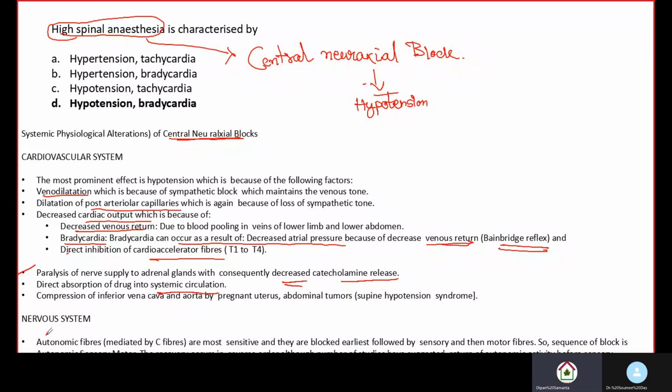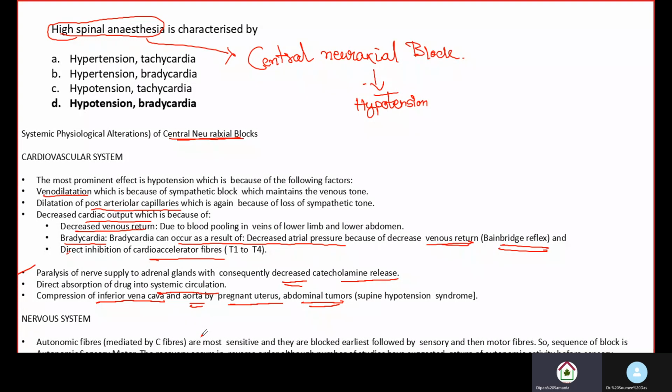And there is compression of the inferior vena cava and aorta by a pregnant uterus or abdominal tumors. This occurs in this type of anesthesia, and we call it supine hypotension syndrome.